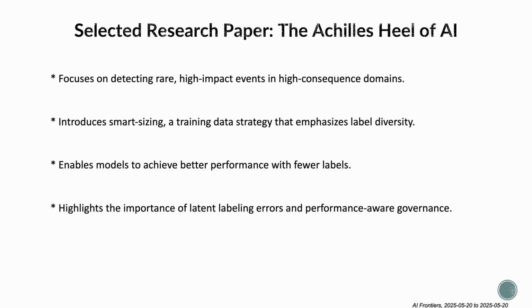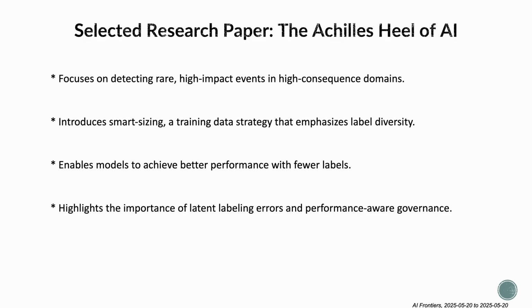The authors aim to develop a training data strategy that emphasizes label diversity, model-guided selection, and marginal utility-based stopping. The authors introduce SmartSizing, a training data strategy that implements adaptive label optimization. ALO combines pre-labeling triage, annotator disagreement analysis, and iterative feedback to prioritize labels that meaningfully improve model performance.